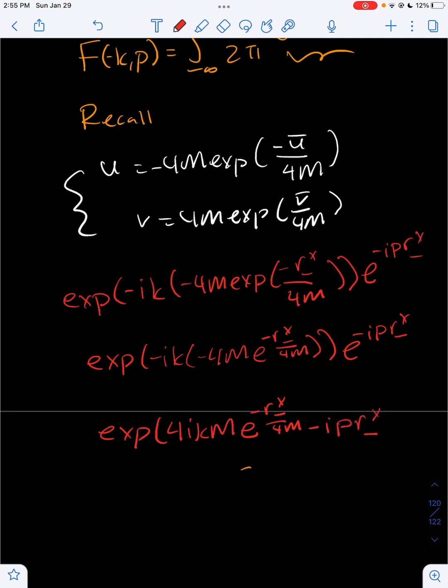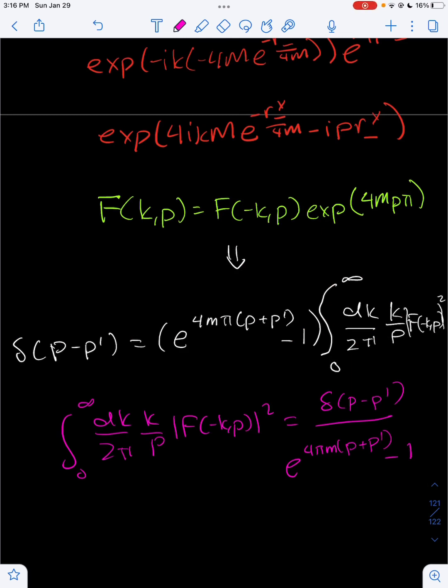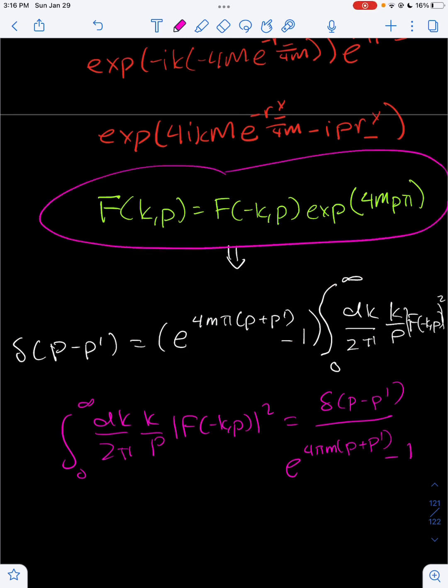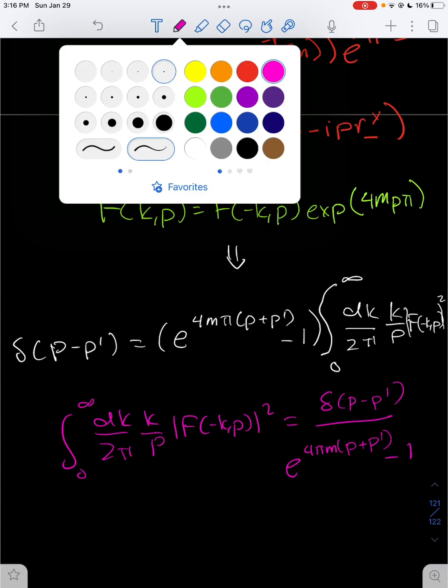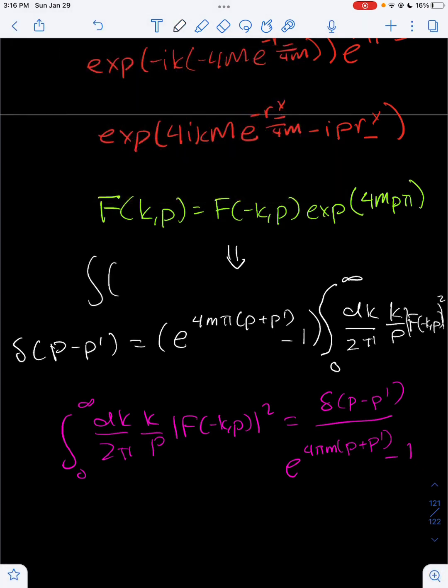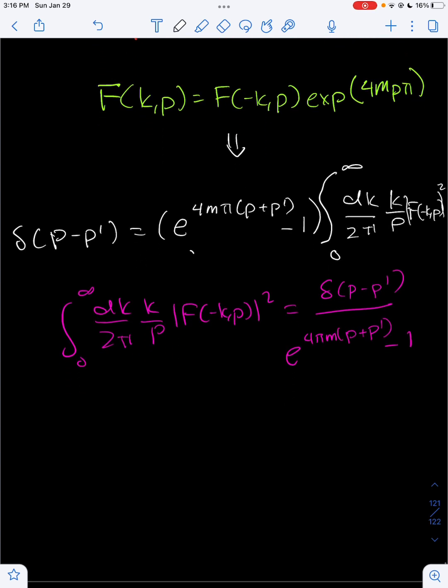And then we use this property over here of the f function, and then by doing the thing that we did in the last video, where we talked about how the integral of the Bogoliubov coefficients multiplied together will give us 1 in the end. We use that property, and then we get this equation right over here, and then we divide both sides by this term over here. We get this.